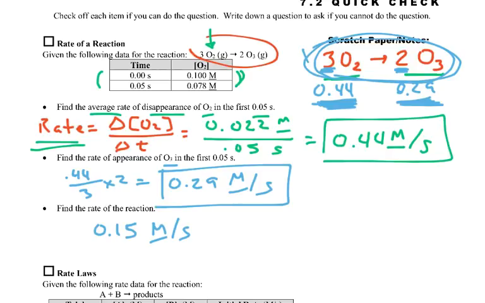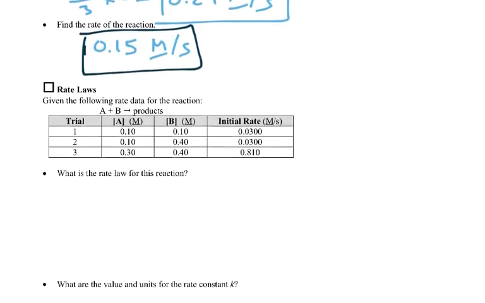One other thing that should be noted is that if it didn't say rate of disappearance and rate of appearance, and we just said what's the rate, then this number would be a negative 0.44 moles per liter per second, and this would be a positive 0.29 moles per liter per second, because the reactant chemicals are going down, so that would be negative, and the product going up. But because we use the words disappearance and appearance, we don't have to worry about the signs. We'll just use the positive numbers. The rate of the reaction, however, is always a positive number.